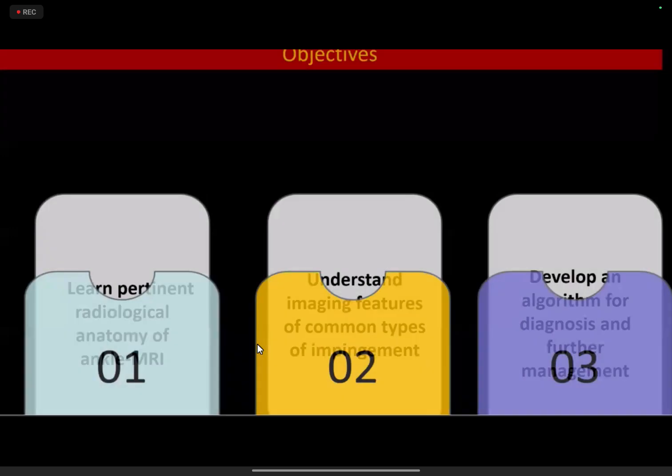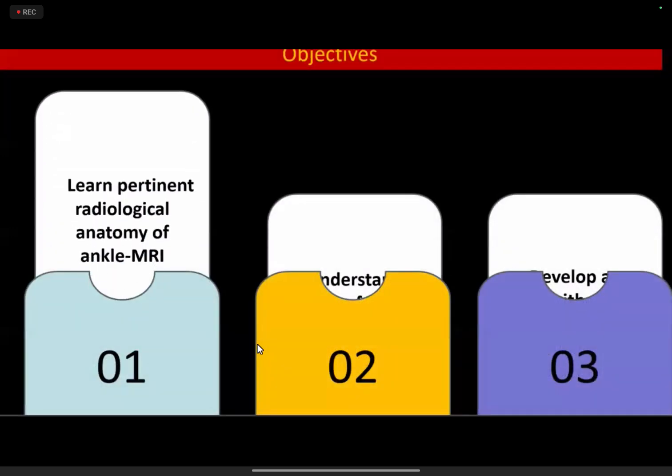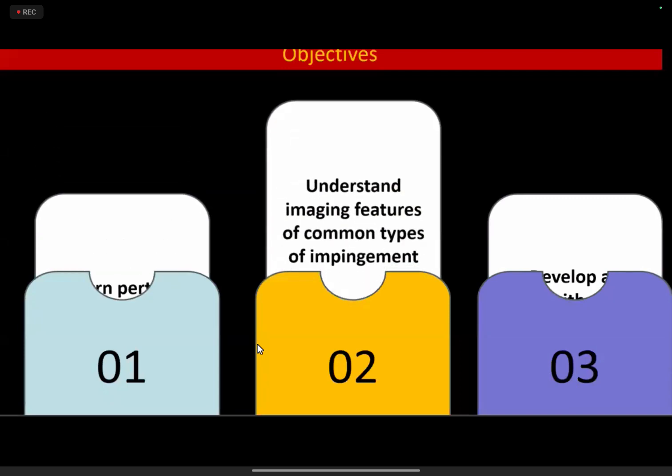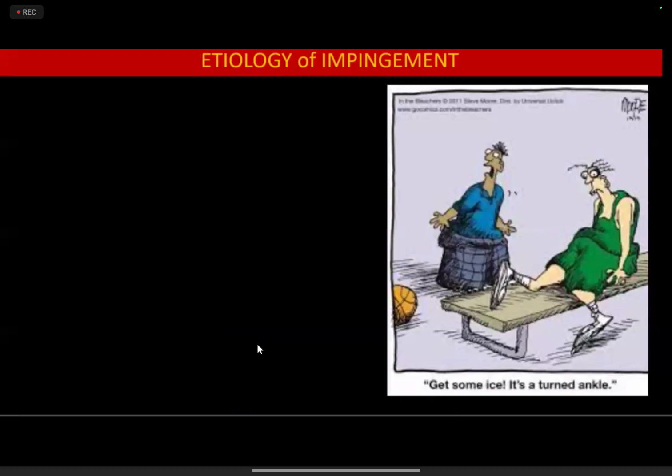So today, what I'm going to do is discuss pertinent radiological anatomy of the ankle, to understand imaging features of common types of impingement, and develop an algorithm for diagnosis and further management. Etiology is always interesting, and we should know how the pathology arises or what the causative features are.